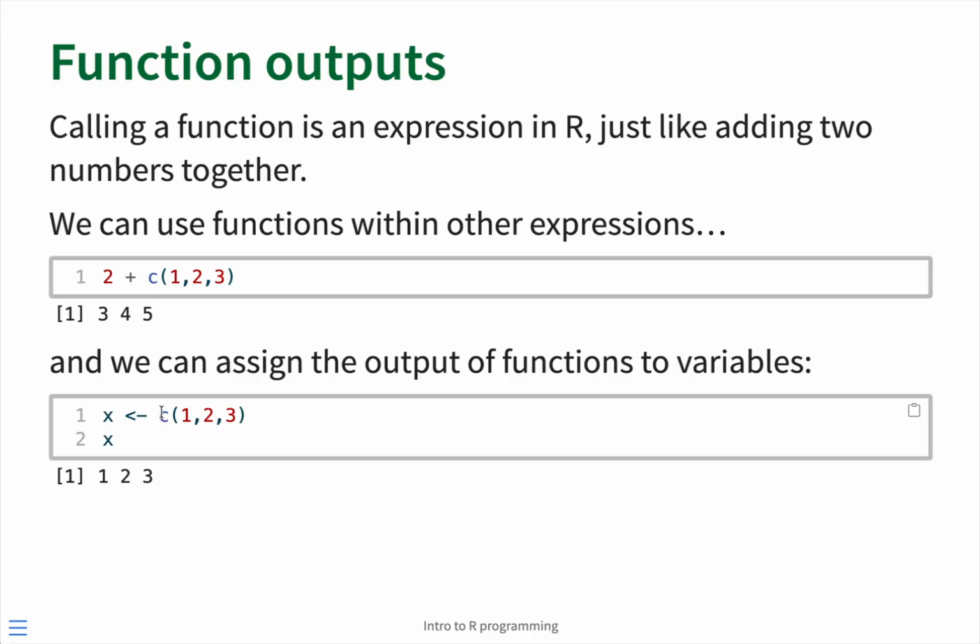We can also assign the output of functions to variables, right? Here we're creating the same vector with the c function, but we're assigning it to x, and just like with assignment as we saw before, nothing will get returned from that line of code. Nothing will be printed out below it. So if we want to see now what is stored in our new variable x, we have to put x by itself on its own line to return its contents.